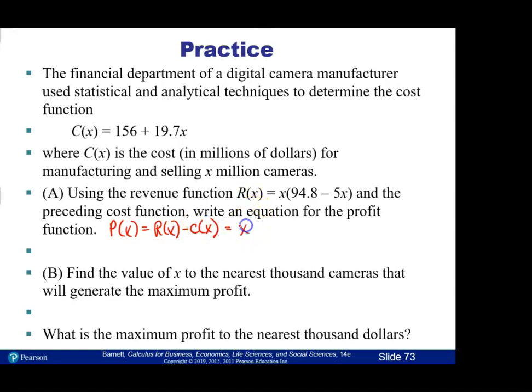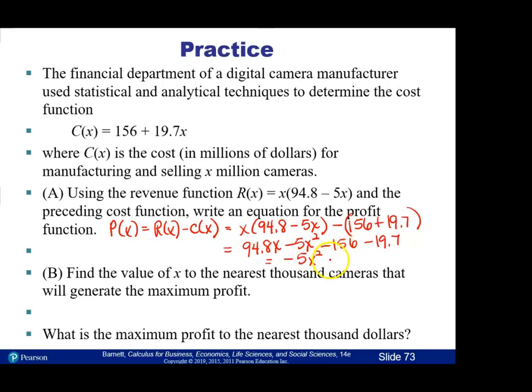Okay, so that would be our revenue function minus the cost function. Remember, when you're subtracting something, to keep it all in parentheses and distribute it through. So here we'll have 94.8x minus 5x squared minus 156 minus 19.7x. And I'm going to go ahead and put it in standard form for a quadratic. Okay, so this would be the profit equation that we're asked for.